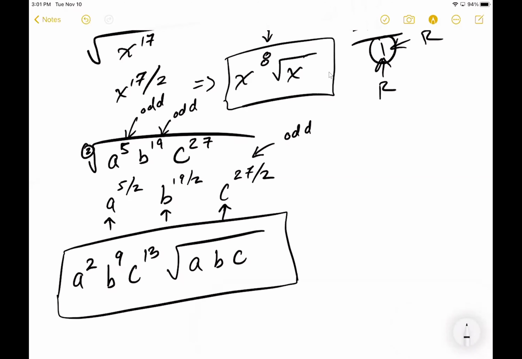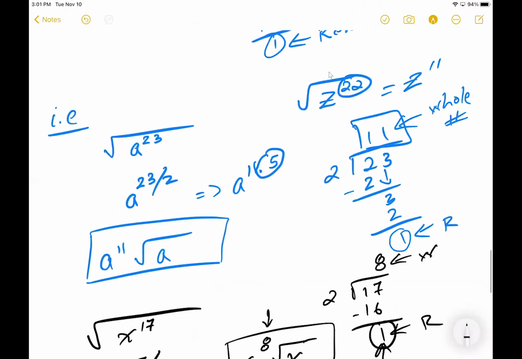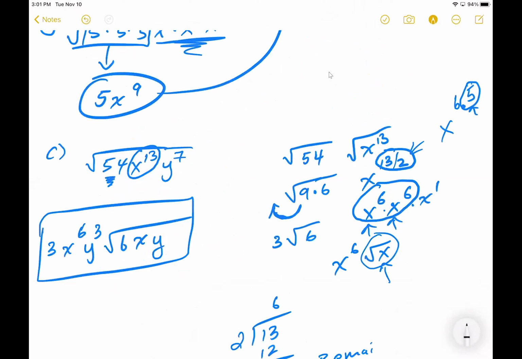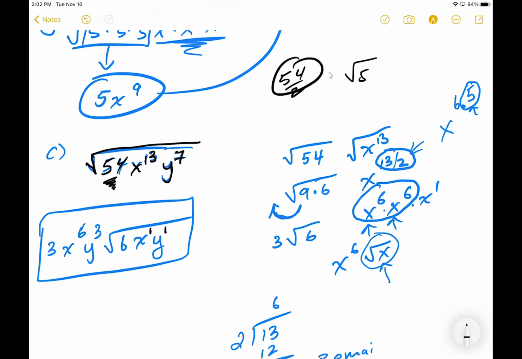Okay, so if we go back to this problem that we had before, let me erase this. Looking at square root of 54, x to the 13, y to the 7, we still have one lonely x and one lonely y. Please, ladies and gentlemen, the 54 is not a power. Do not say you divide 54 by 2. 54 is a constant, so you have to ask yourself, is there a perfect square?